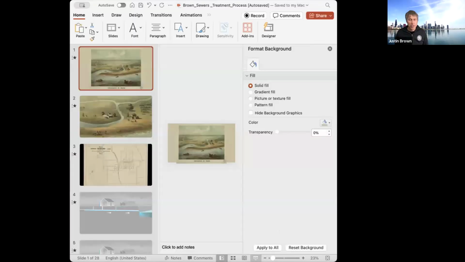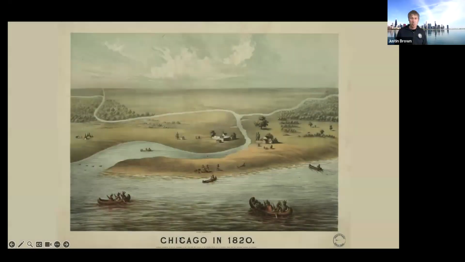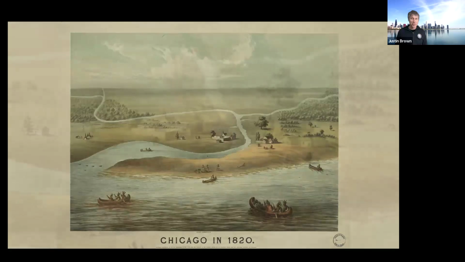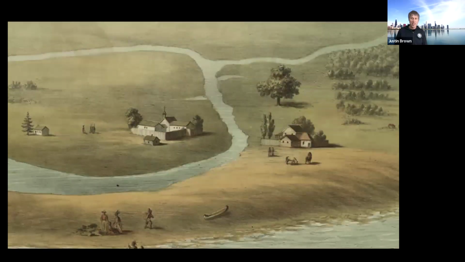So let's, without further ado, jump into that. If we look at early Chicago, Chicago was built on wetlands in a flood-prone landscape. This is an illustration of Chicago in 1820, and if we zoom in here, you can see some areas where the river is sort of advancing into the landscape. These are areas of potential flooding.